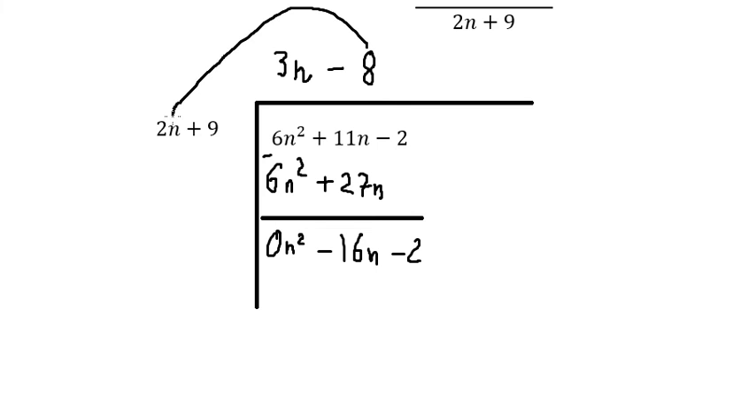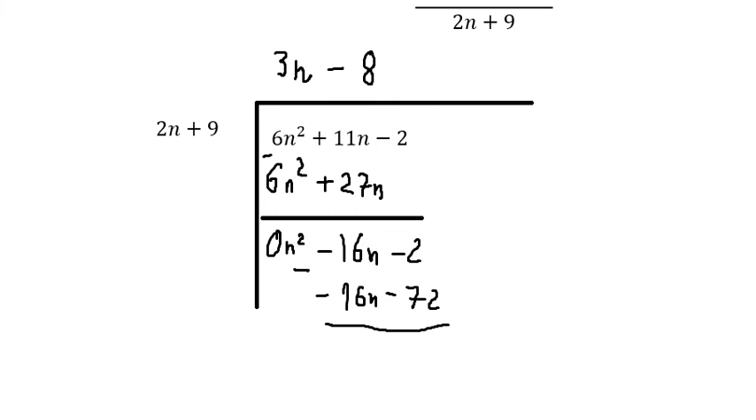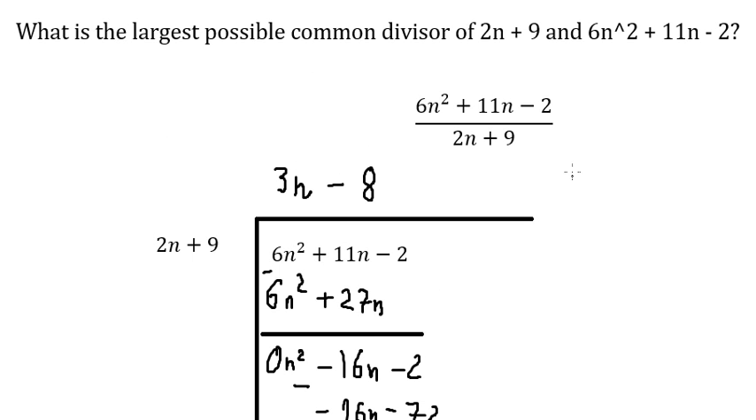So this one with this one we have negative 16n. This one and this one we have negative 72. We subtract the two equations and we have 70. So that means we have 3n minus 8 plus 70 over 2n plus 9.